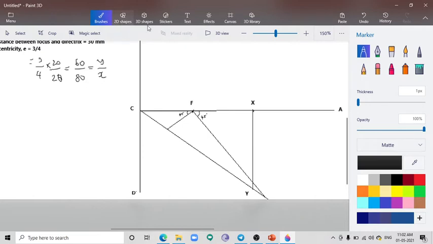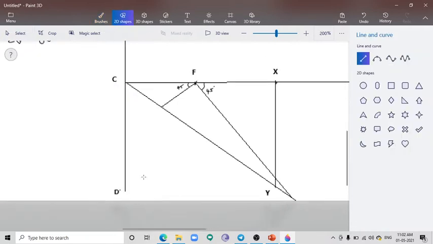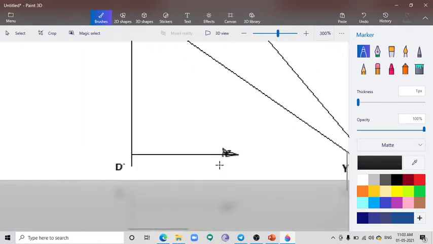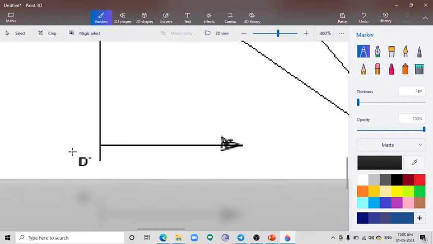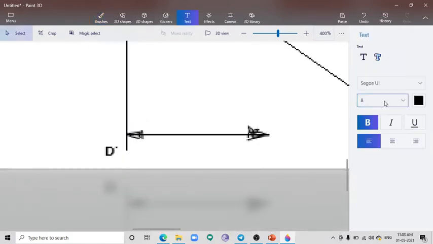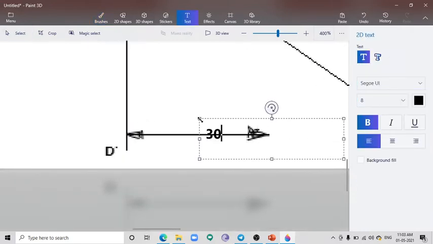Okay, so you have to draw the dimension line. So from the directrix we have marked the focus at a distance of 30 mm. So it is must that we have to mark the dimension. So 30 mm.